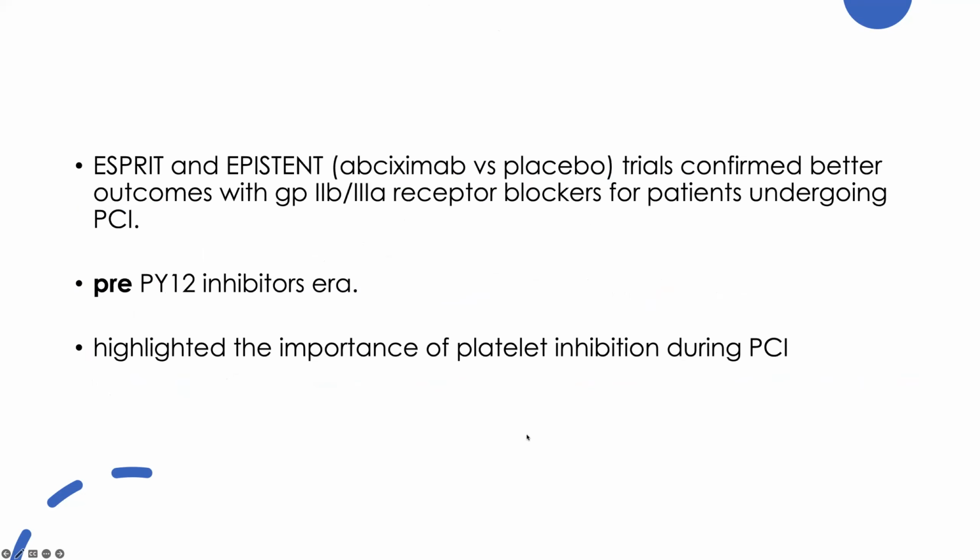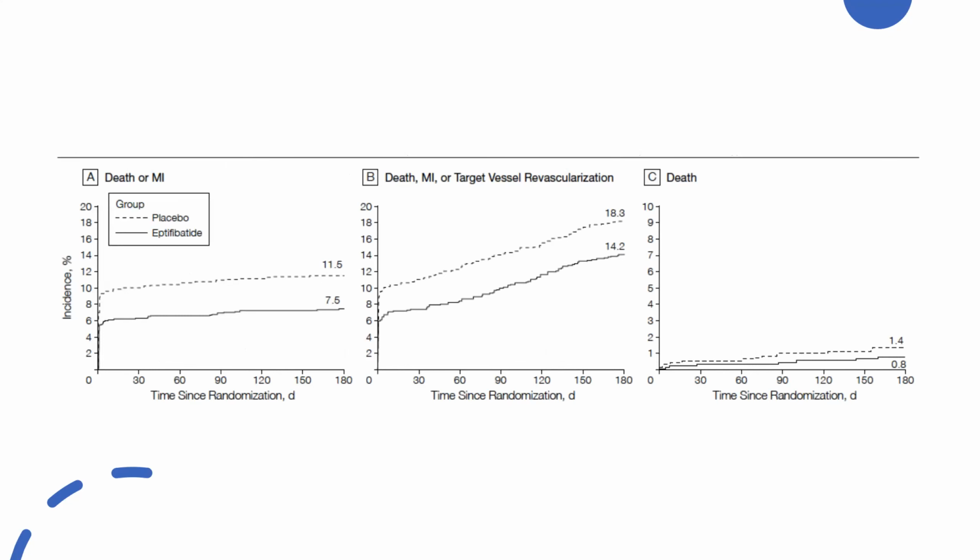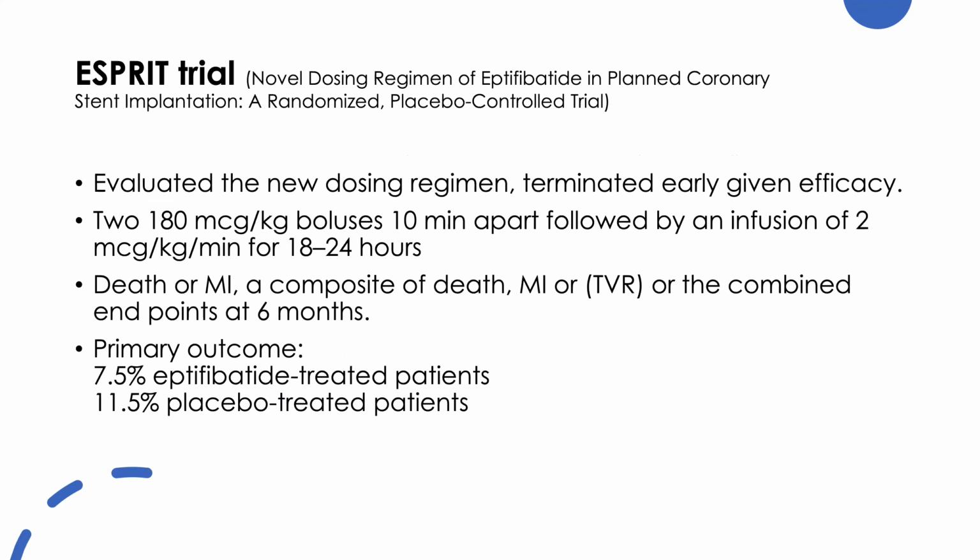Here, this trial basically showed that for patients undergoing PCI, you get better results when you do more platelet inhibition. It is worth mentioning that this is the pre-P2Y12 inhibitors era. So yes, we learned if you achieve better platelet inhibition, you get better results. This is obvious from these trials. And the SPEED trial showed the best results. That's why this dosing is what we follow these days for eptifibatide.